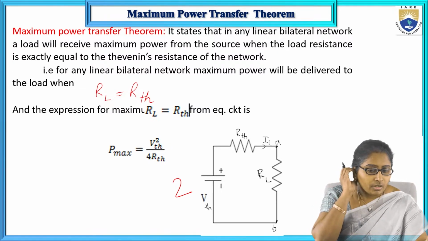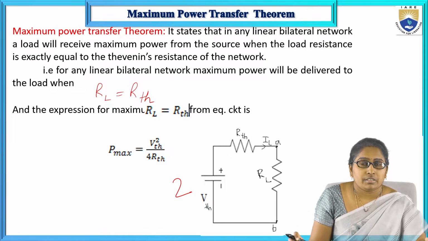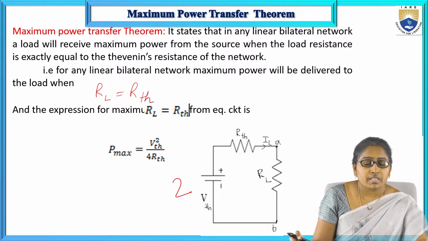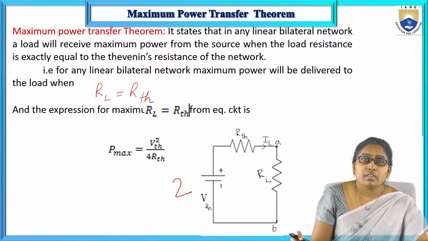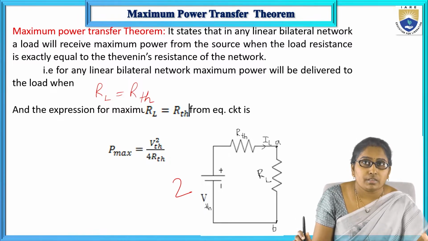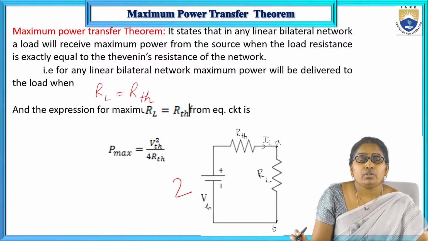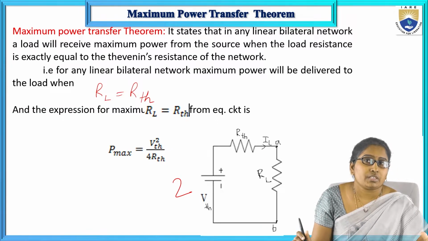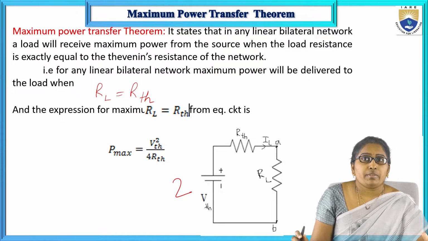Now, if there is only source resistance and no other resistances in the circuit, then maximum power is delivered from the source to the load when RL is equal to RS. When RL is equal to RS, that means load resistance is exactly equal to source resistance of the circuit. And what is that maximum power value?